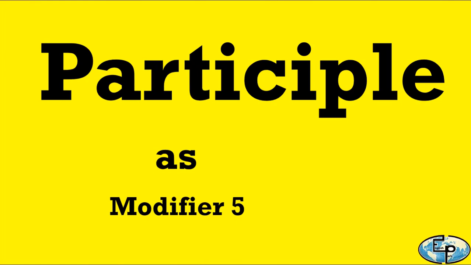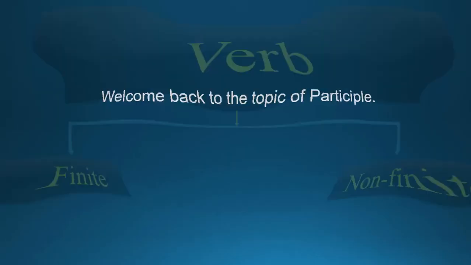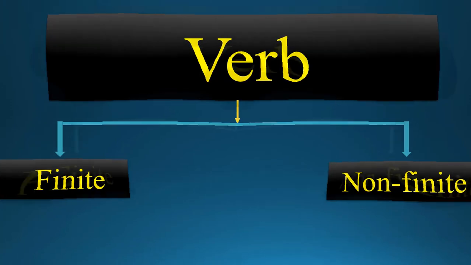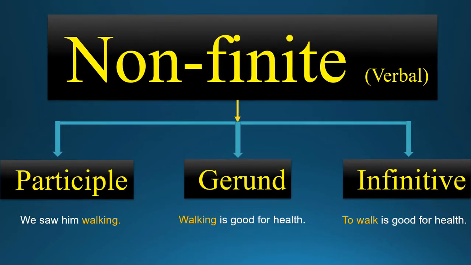So dear viewers, welcome back to the topic of Participle. But before that, we have to know the classification of verb. Verb is mainly two types, finite and non-finite. Non-finite verb or verbal again is three types: participle, gerund and infinitive.